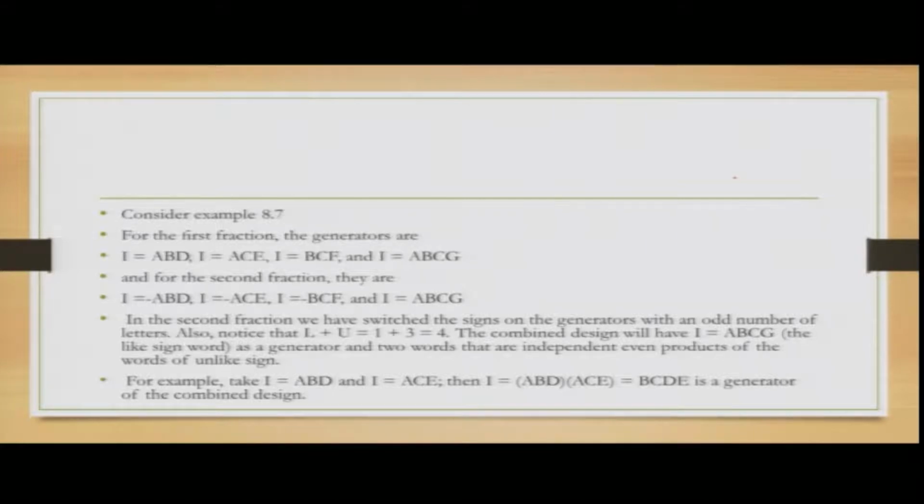In the second fraction we have switched the signs on the generators with an odd number of letters. Also note that L plus U is given by 1 plus 3, that is 4. So, obviously, we will take 4 minus 1 combinations. The combined effect design will be ABCG as a generator and two words that are independent even products of the words of unlike signs and like signs would be taken. For example, if we take the generators as ABD, ACE, then the combined effect would be BCD as a generator which can basically give you the full set of information.